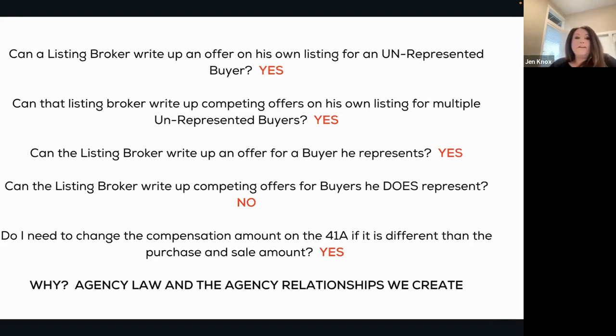What about multiple offers from unrepresented buyers? Legally, yes, we can do this because we don't represent any of the buyers. We are not guiding those buyers on how much they should offer. We are not contracted with any of those buyers. So if it is simply writing it up, then we can legally do so, yes.